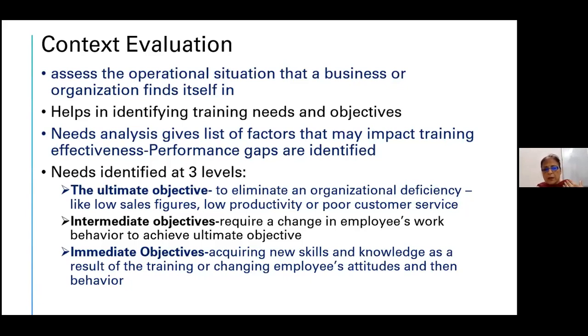So that is the organizational level, the ultimate objective. Job performance level is the intermediate objective, and immediate objectives are the small tasks required in the work being performed by the person, the micro level thing. So immediate objectives is acquiring new skills and knowledge as a result of the training, or changing the employees' attitudes and then behavior.